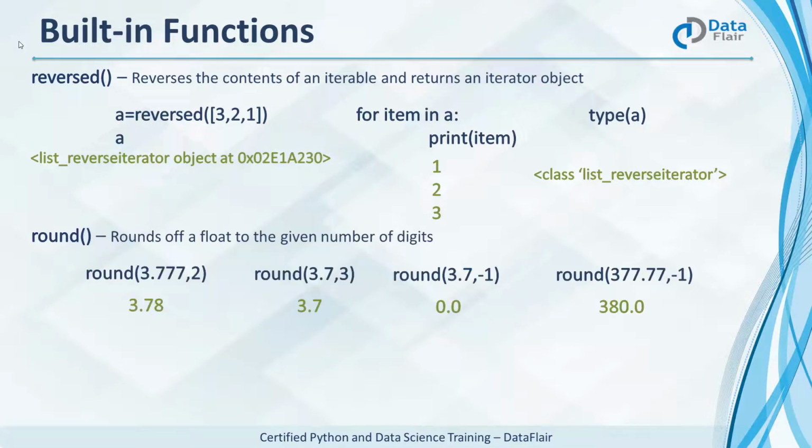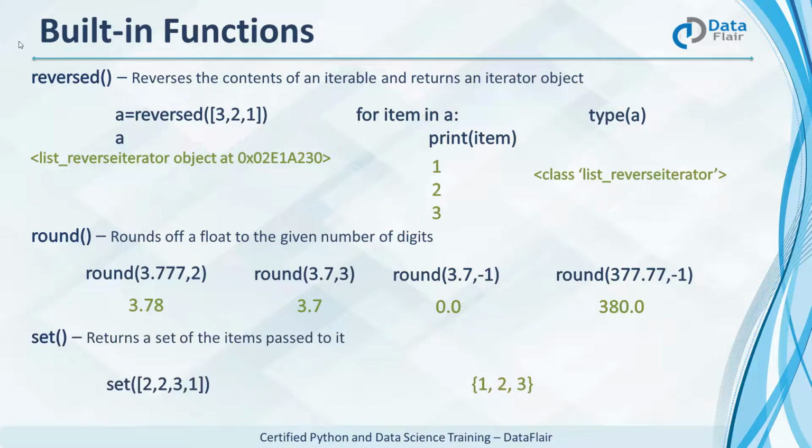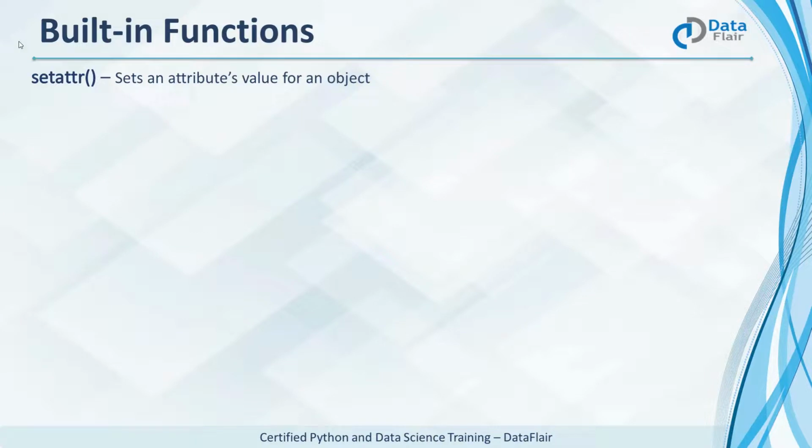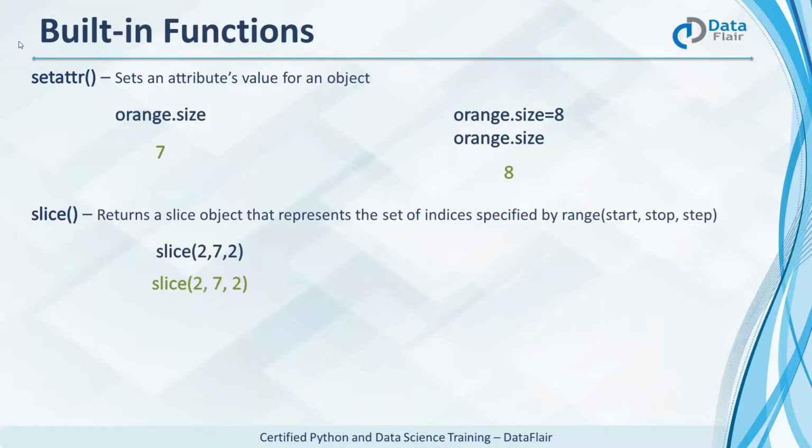Round rounds off a float to the given number of digits. Set turns the collections of items into a set, and sets do not hold duplicates. Setattr lets us set the value for an object's attribute. Size is 7, but now it's 8. Slice returns a slice object. You can use this to slice a string this way.